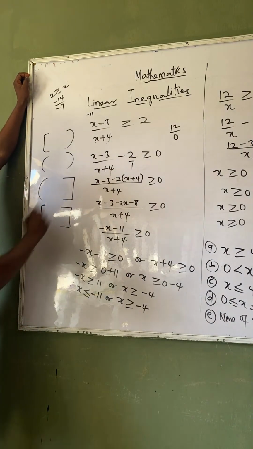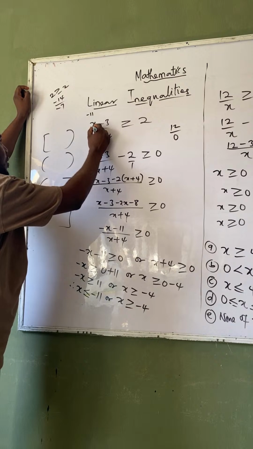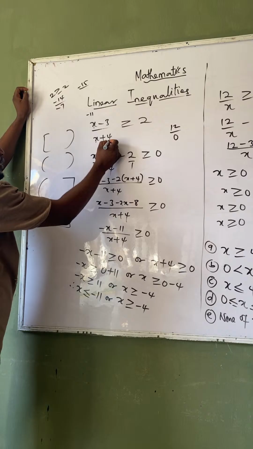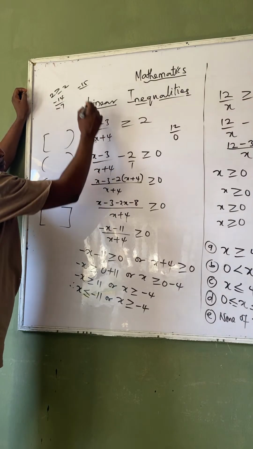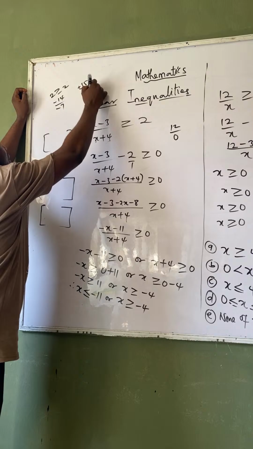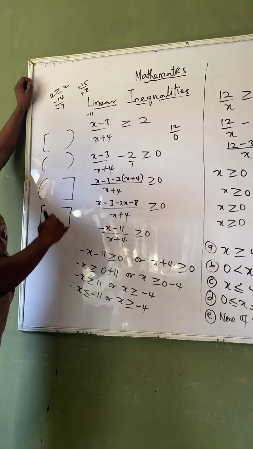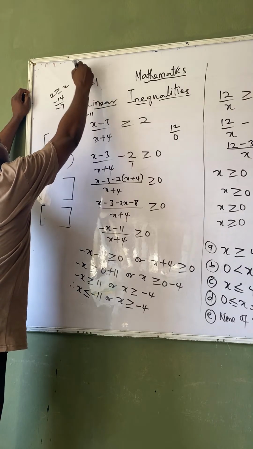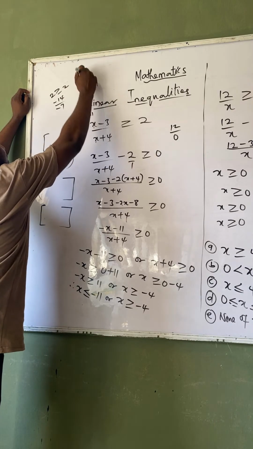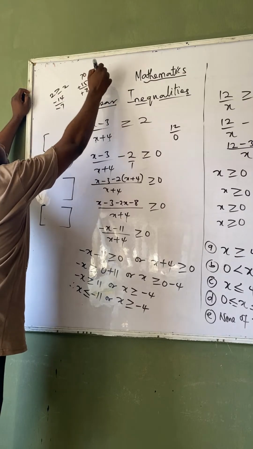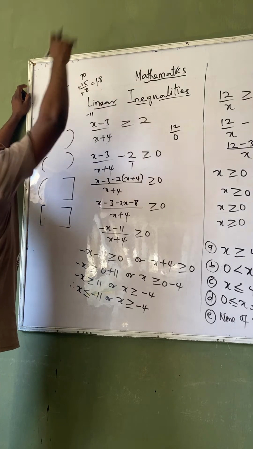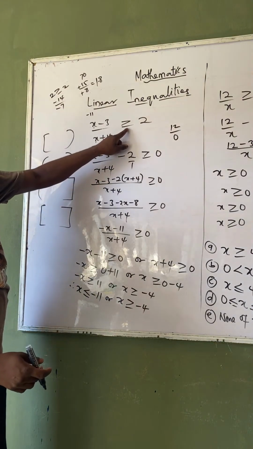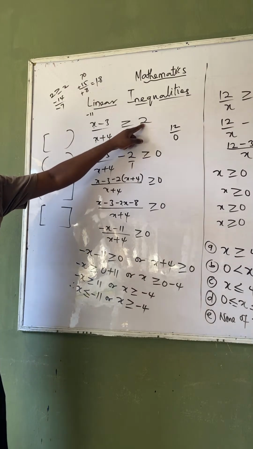How about minus 12? Let me try minus 12. Minus 12 minus 3 is minus 15. Then minus 12 plus 4, that is minus 8. Cancel the negatives. So 15 divided by 8 should be 1.8. 8 in 70 is 8. So let's just say 1.8. Is 1.8 greater than or equal to 2? No. Something is wrong too.